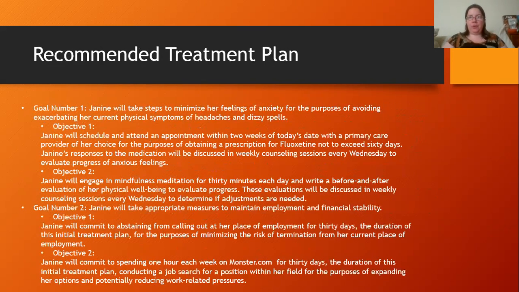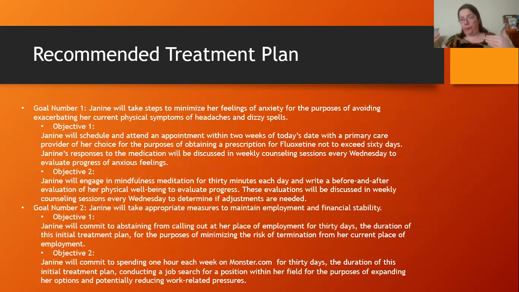This is my recommended treatment plan. For the first goal, what I wanted to really focus on with Janine was minimizing her feelings of anxiety to avoid exacerbating the problem. And I want to make this very clear when I present this treatment plan to Janine, that I'm not saying she has an anxiety disorder or she has depression. The point I really want to drive home when presenting this treatment plan to Janine is that we don't want to make it worse.